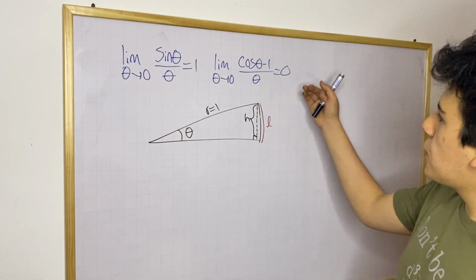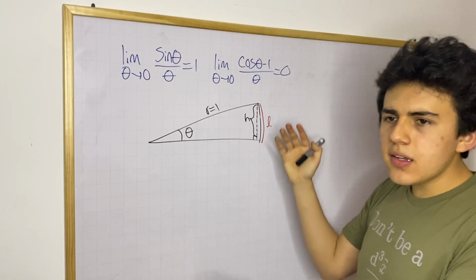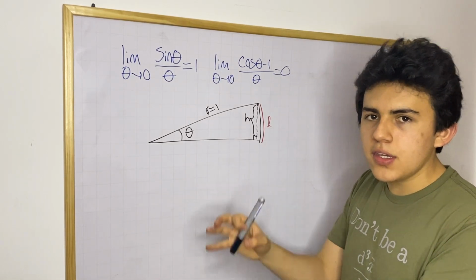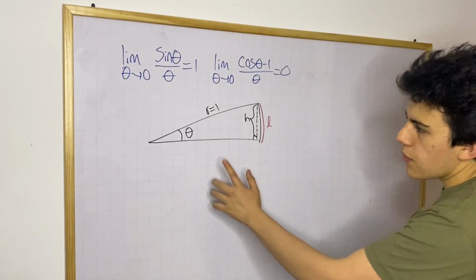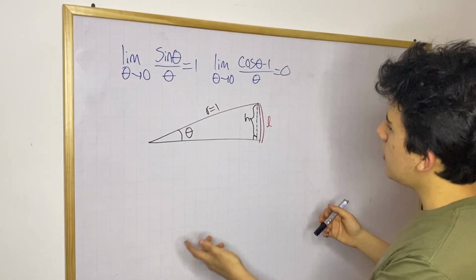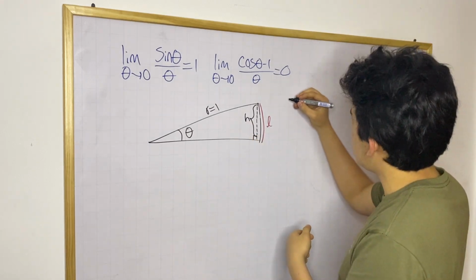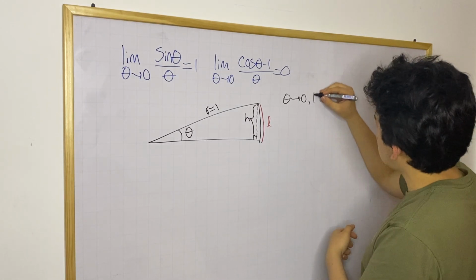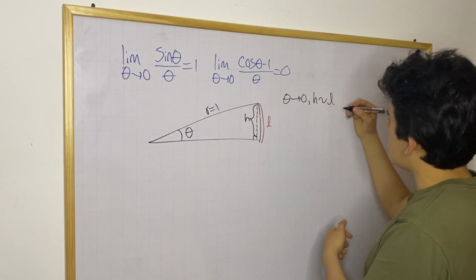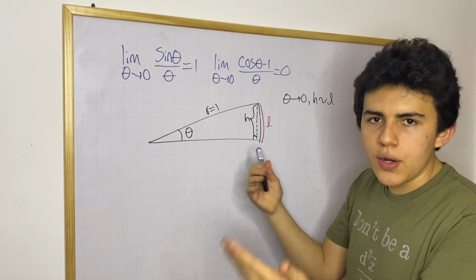Now, what happens with this second limit that we have in here? Well, this limit is almost the same reasoning that we used before with this limit involving sine. So we know that if theta becomes very small, then, I'm going to write the entire thing again, if theta approaches 0, then we know that h will approach L, or L will approach H, however you want to see it.